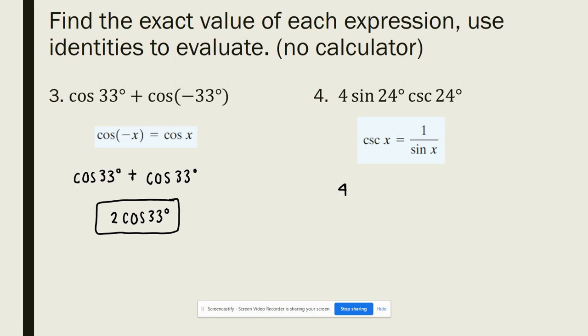I'm going to keep the 4. I'm going to keep the sine of 24 degrees, but now I'm going to replace cosecant of 24 with 1 over the sine of 24 degrees. Because we have reciprocals, the sine of 24 degrees multiplied by 1 over the sine of 24, they are going to multiply into the number 1. So then now we have 4 times 1, and my answer is 4.